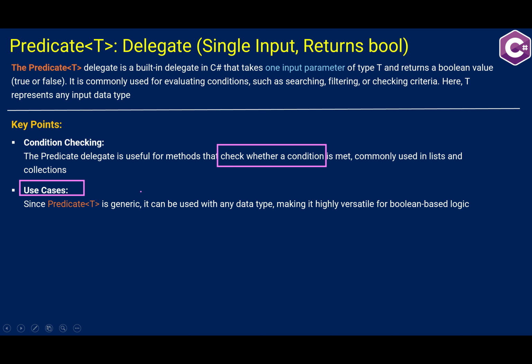So in the next session, we will create a predicate delegate in the program, see how we can use this predicate delegate, how we check the condition with the help of the predicate delegate, and what the advantages of the predicate delegate are. So we will understand everything about this predicate delegate in the next session.